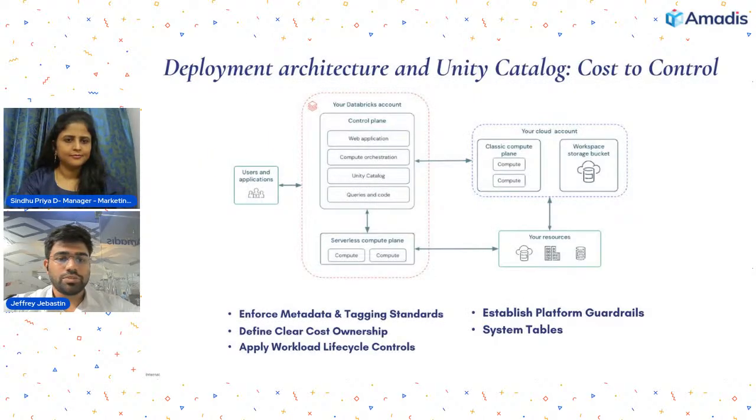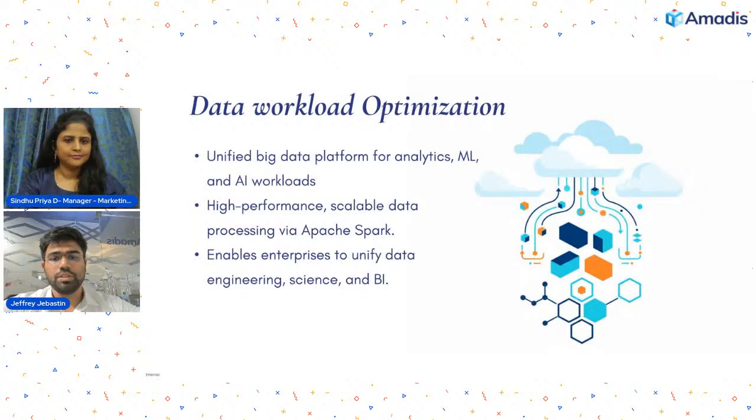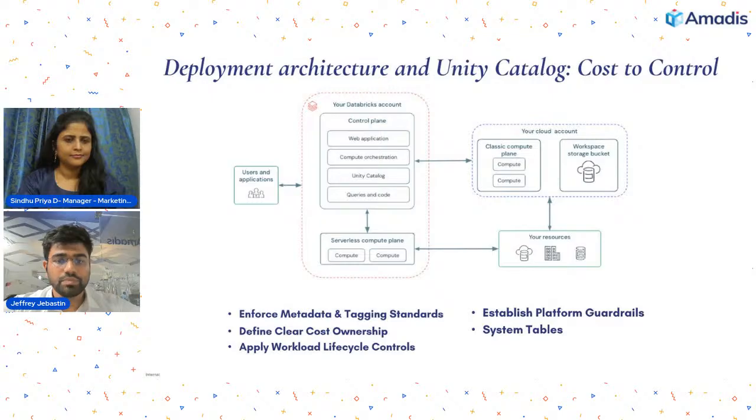Here, we start seeing the deployment architecture, right? There are two planes in the deployment architecture: one is the control plane and another is the compute plane. The control plane basically has the web application, gives us the compute orchestration and all details about the compute. And then we have the Unity Catalog for security as well as data governance. And then we have the notebooks for the code, right? Next, we'll come to serverless a little after this.